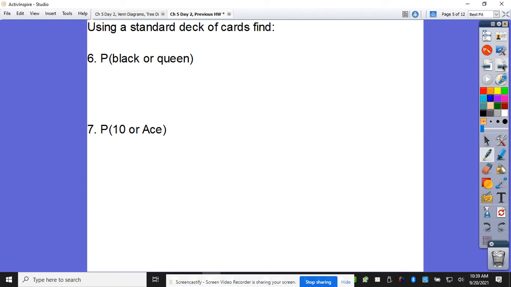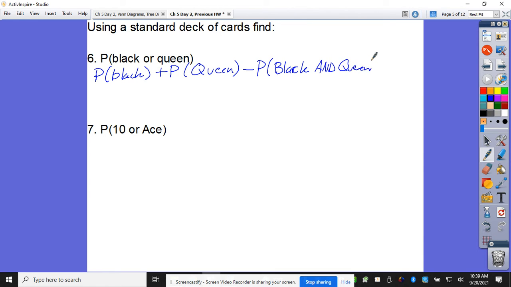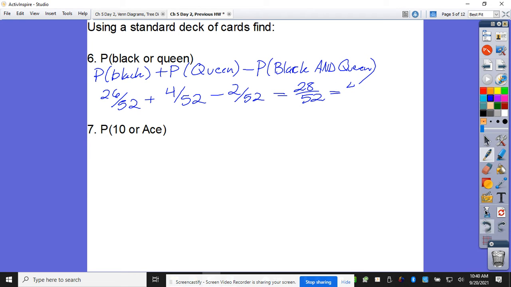Can both of these happen at the same time? Do those overlap? So probability of black plus probability that it's a queen minus probability that a card is black and a queen. How many of them are black? 26 out of 52. How many of them are queens? 4. How many of the queens are black? For a total of 28, which gives me 7 out of 13.